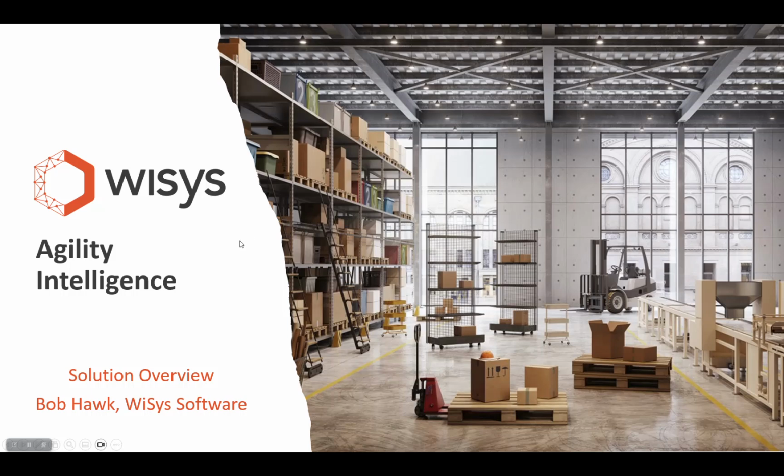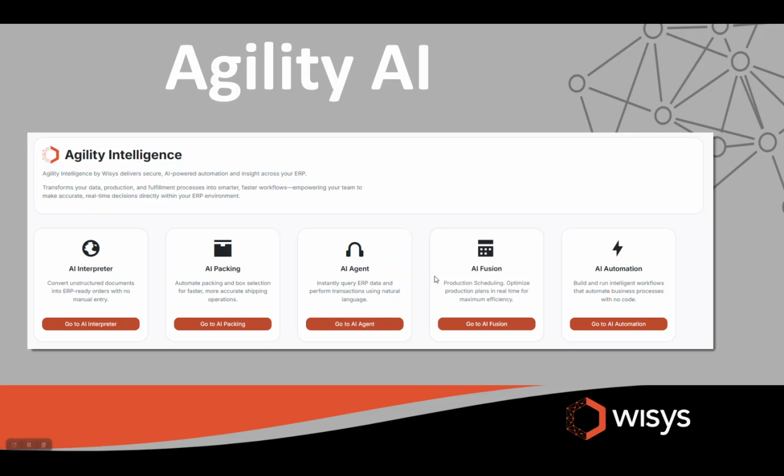Let's take a look at the Agility Intelligence Suite. The Agility Intelligence Suite is made up of these 5 applications. The Interpreter, which takes unstructured documents and helps automatically create orders, POs, and other transactional items in Macola automatically.